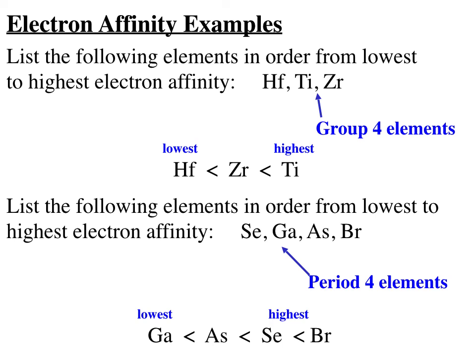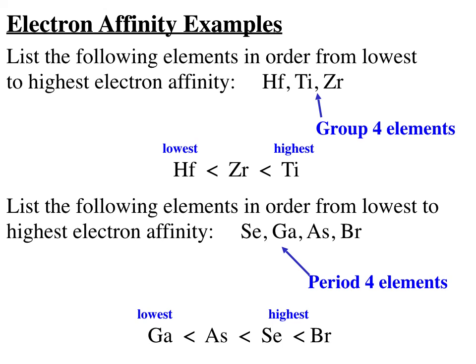So, once again, the smaller the element is, the better affinity it will have to add in an electron. The larger the element is, the harder it will be for it to add an electron. Gallium is the furthest to the left. It's the largest of these elements and has the lowest ability to gain a new electron. Bromine is furthest to the right. It is the smallest of these elements.